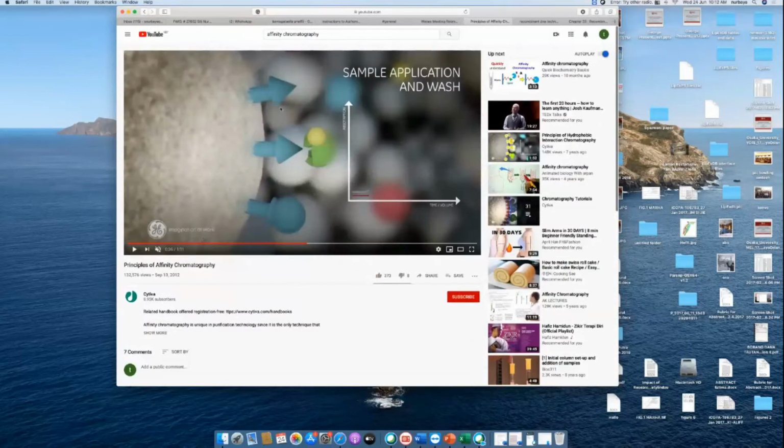So now you have your target protein here, I mean your column here, an equilibrated column, and then what happened? You can see that this is where you start to apply your sample.